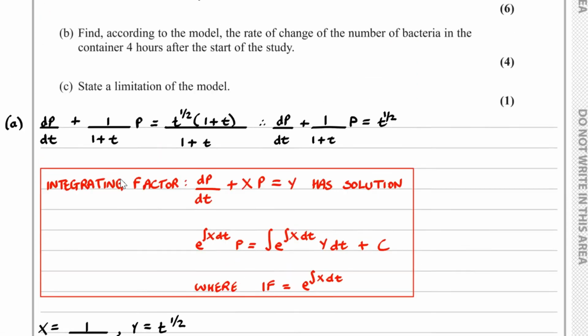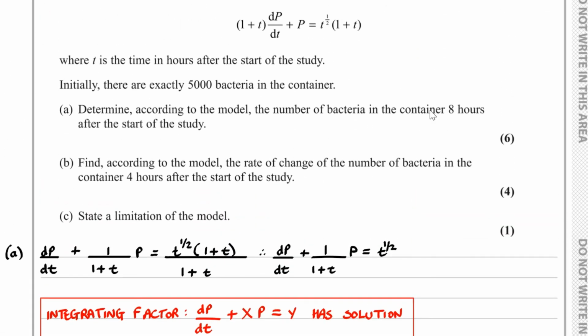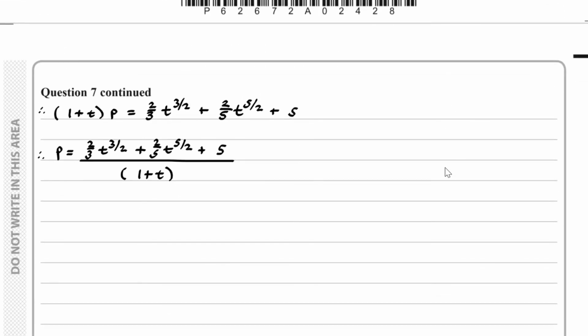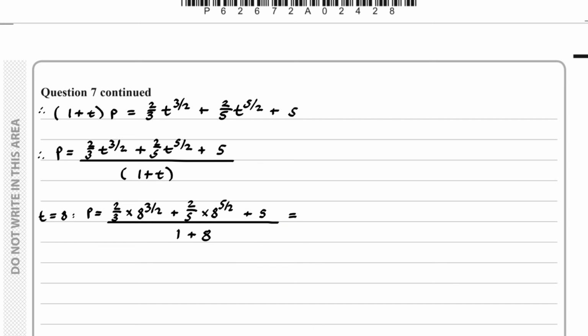And if we go back to the question, we need to find the number of bacteria after 8 hours after the start of the study. So that's when t is equal to 8. So when t is equal to 8, p is equal to 2/3 times 8 to the power of 3/2 plus 2/5 times 8 to the power of 5/2 plus 5, and then we divide all of this by 1 plus 8.